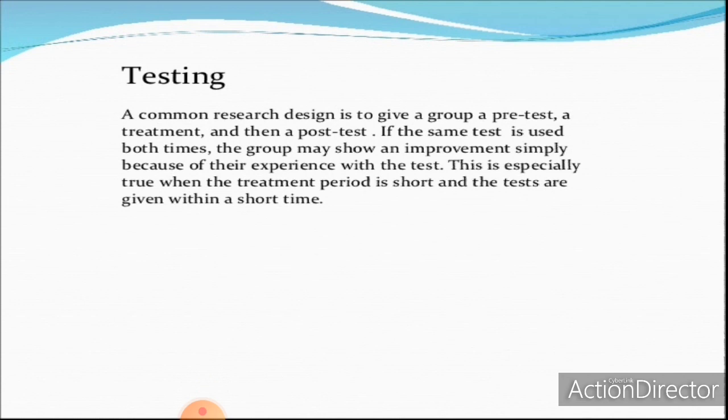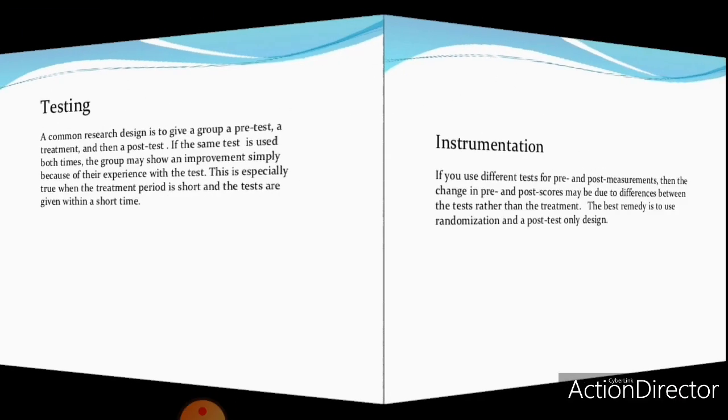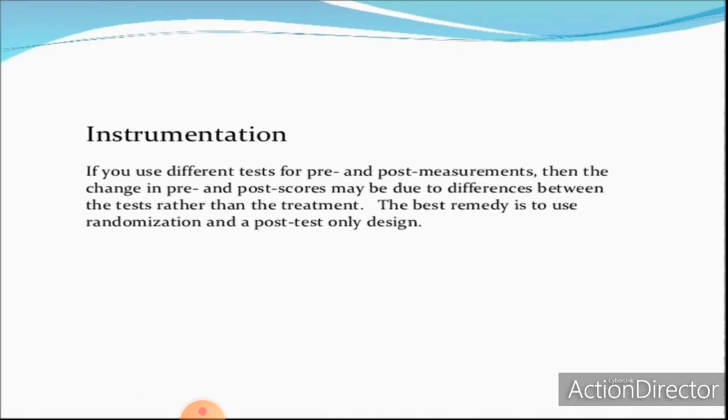Now the next variable is instrumentation. This is also a threat to validity due to some bad behavior on the part of the experimenter or checker. In this, the researcher uses different tests for pre and post measurement. So when the researcher uses different pre and post measures, there will be a chance for variation in the result. So these are all about instrumentation.